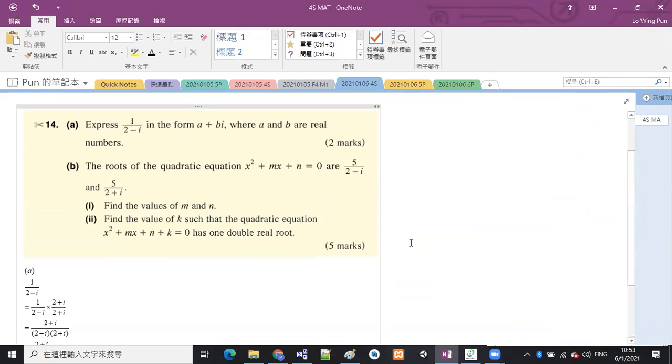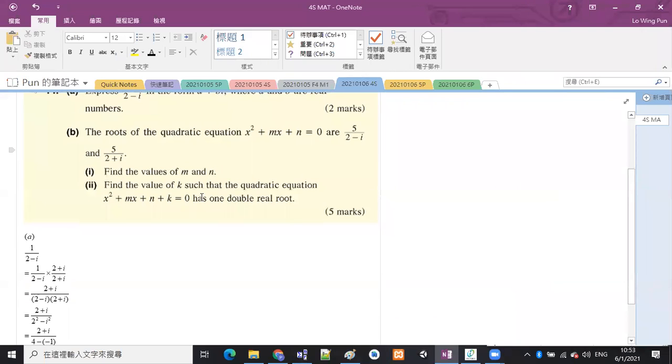Then part B. The roots of the quadratic equation x squared plus mx plus n equals 0 are this and that. Find the values of m and n.